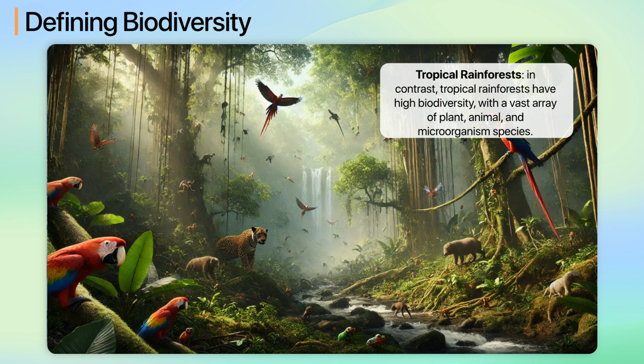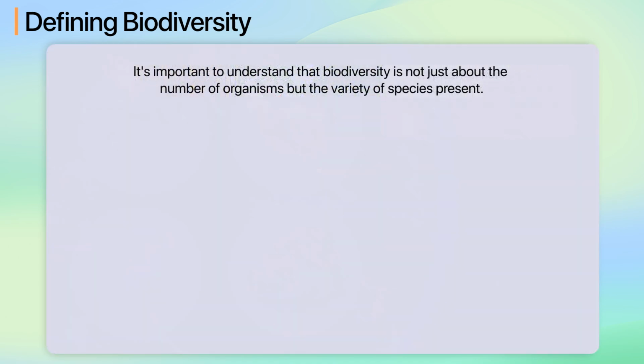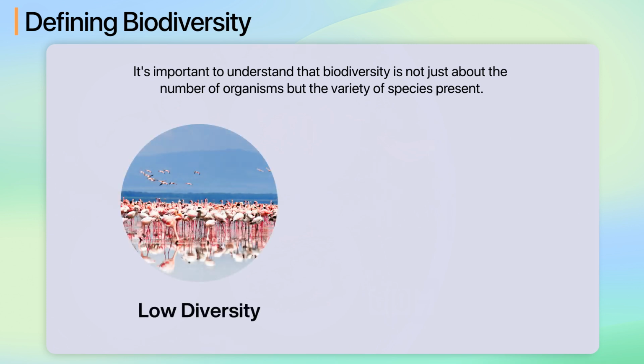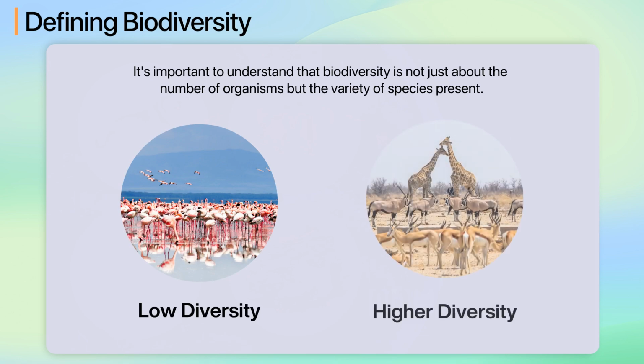It's important to understand that biodiversity is not just about the number of organisms, but the variety of species present. An ecosystem with a large population of a few species is not very biodiverse. Instead, biodiversity considers the number of different species in an ecosystem.